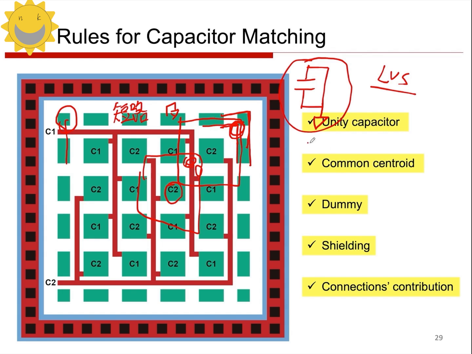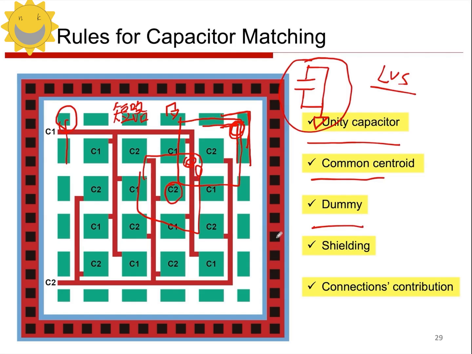And what else do we need to use? We need to use unit capacitance, right? Unit capacitors are definitely necessary. If you want to match, you definitely need to break down C1 and C2 into several equal units and then connect them in parallel, right? So this is the concept of a unit capacitor. And then this is the common gate, right? Common gate, this is the dummy device, and this is all the same as what we just discussed.